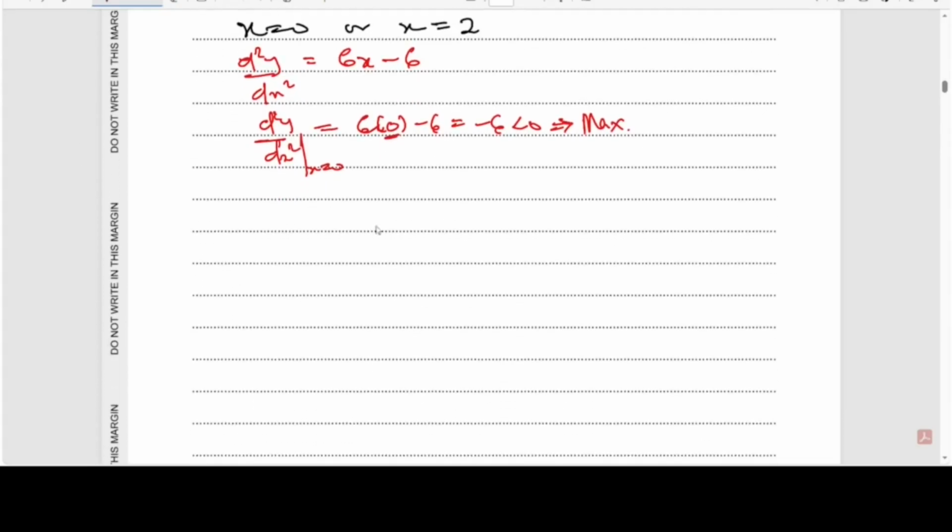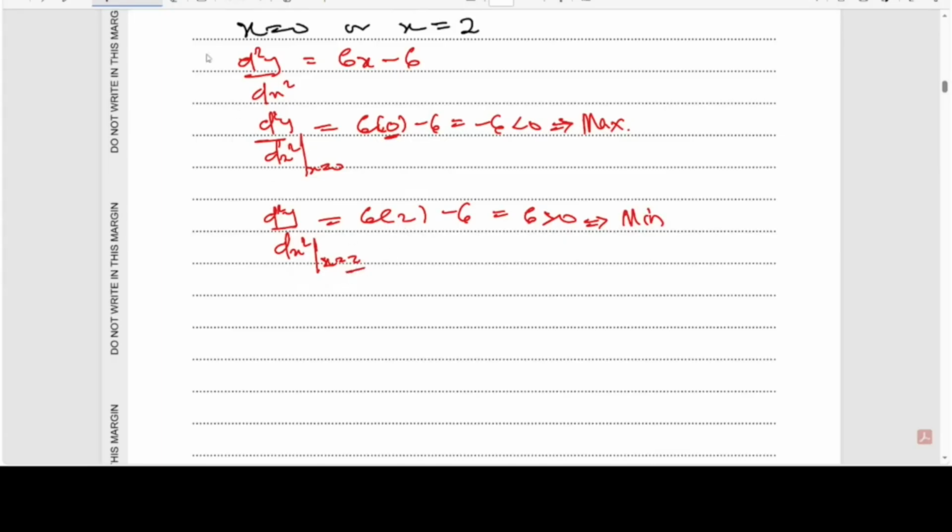Now next, you do the same thing: d squared y over dx squared, substitute x equal to 2. So we have 6 times 2 minus 6, that is 12 minus 6, and that is 6. It is positive, or greater than 0, which means the curve is at a minimum at the critical value x equal to 2.